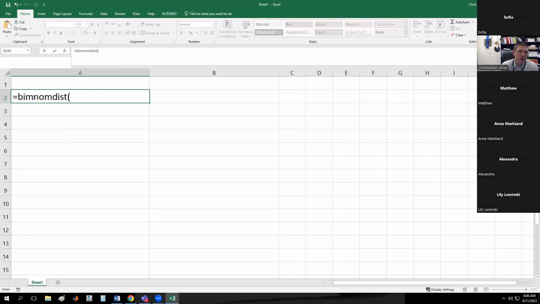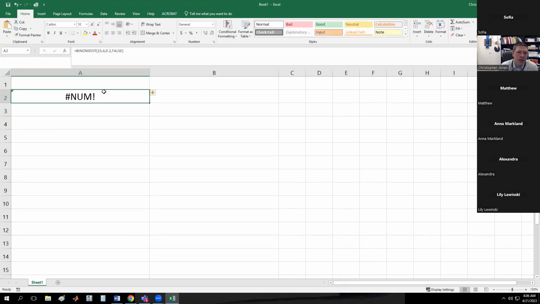So equal BINOM.DIST, and then there are 15 possible samples. There are 4 that we want. The probability of success is 0.2. And then what we're going to do is type in true. I'm sorry, we're going to type in false. Now, we always type in false when we want exactly a specific number. In a few moments, I'm going to show you what we're going to do for less than and greater than.